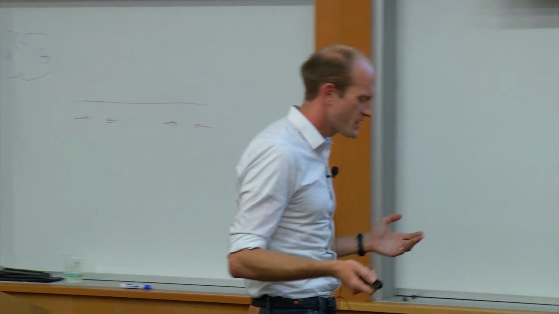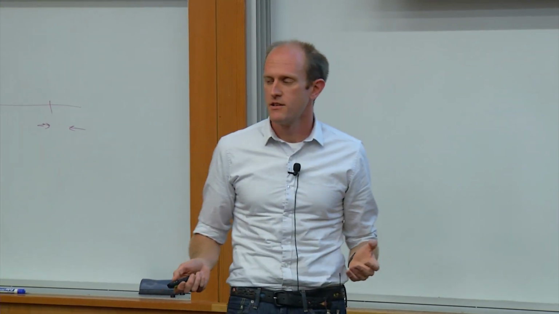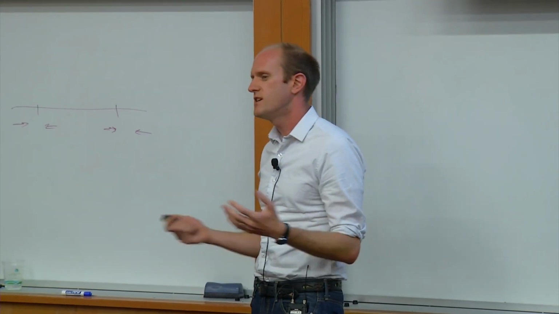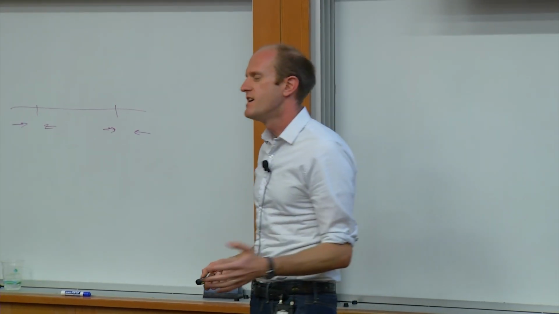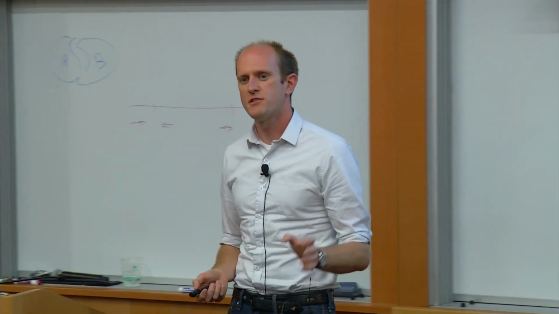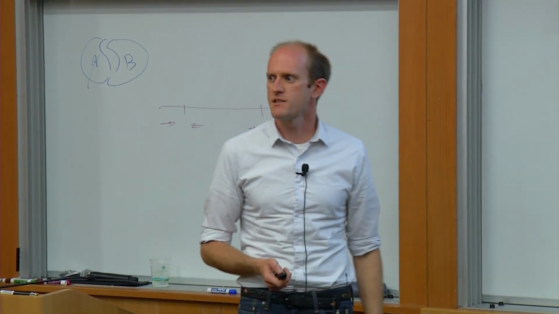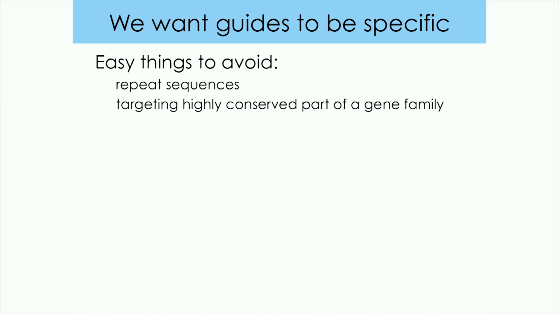Okay, so we talked a bit about activity of guides. We want guides to be very active, but it doesn't help us very much if we have a guide that is blazingly active, but also cuts in 50 other genes somewhere in the genome. So we also want our guides to be very specific. Before, I mentioned some of the things that we can incorporate off the top of our heads. There are a couple other things for specificity that are just like that.